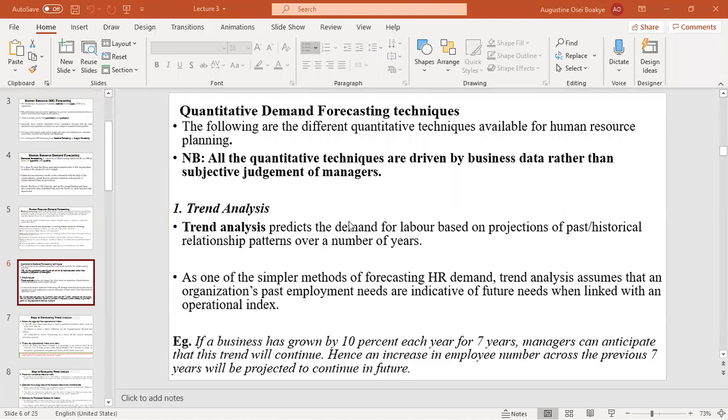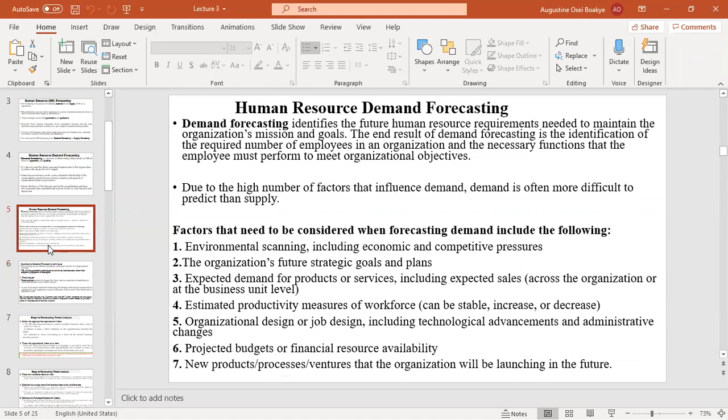So, who can tell me the distinction between quantitative techniques and the qualitative techniques of HR forecasting? Yes, Jennifer, go on. With the quantitative technique, they mostly use the objective approach, which is the numerical data, to make their future projections. Okay. But with the qualitative, they use the subjective approach to make their future projections. Okay. All right. Thank you very much.